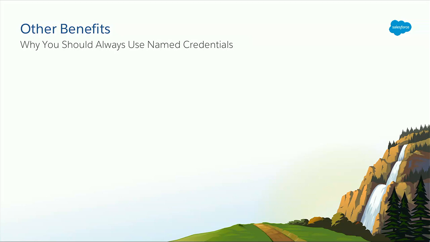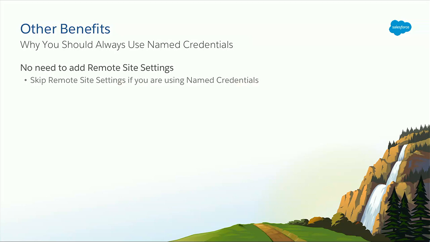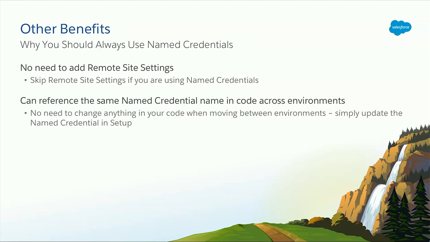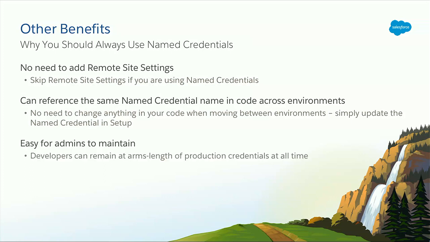So the other benefits I want to cover off quickly about name credentials include the fact that you now don't have to add that endpoint to your remote site settings. You can skip that if you're using name credentials and have the URL set up there. You can reference that same name credential across all of your environments. I've created something before called Google Test. I've done that in my developer sandbox or my scratch org. I could push that all the way through, and all the admin needs to do is just update the actual username and password through setup, through the declarative config in the relevant environments.